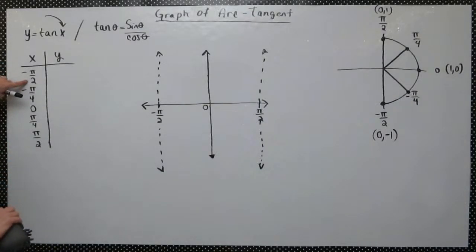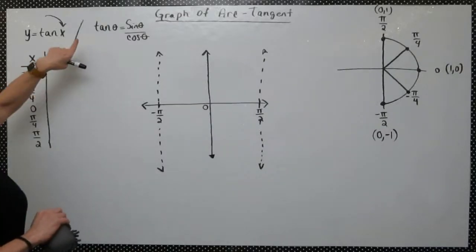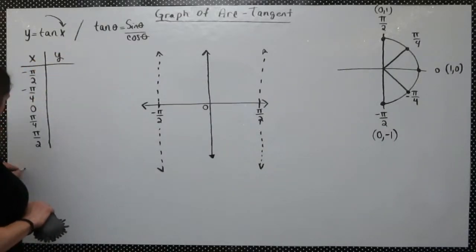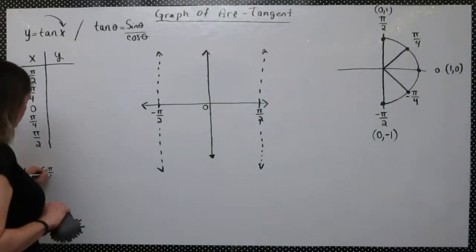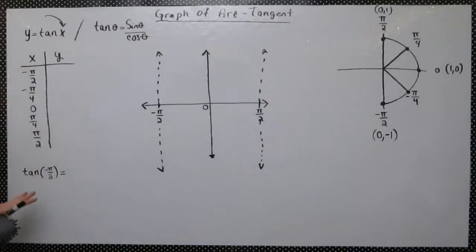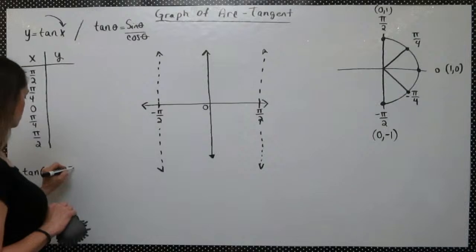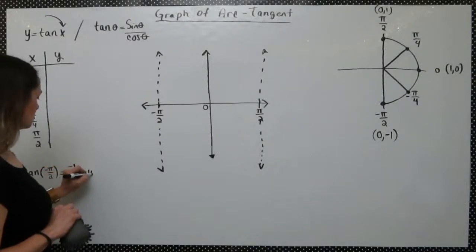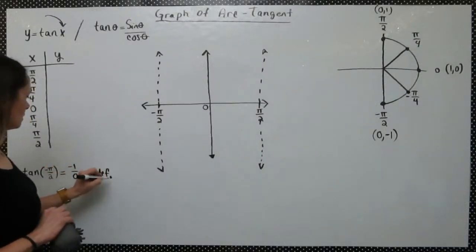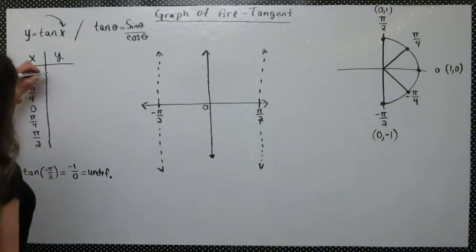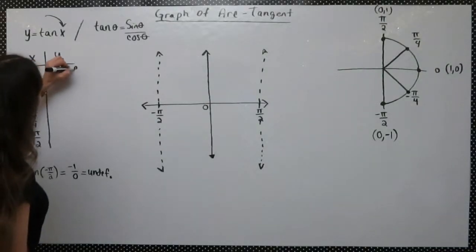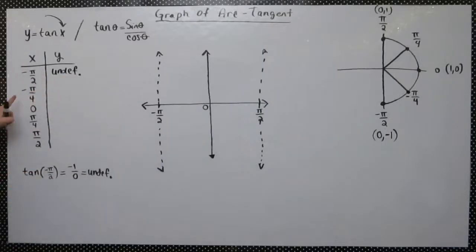So we already know that we figured out when we plugged in tangent of negative pi over 2, and we evaluated that, and we found that that was sine over cosine, negative 1 over 0, which is undefined. Okay. So we're going to say undefined here. And then we're going to plug in negative pi over 4 into tangent. Tangent of negative pi over 4.